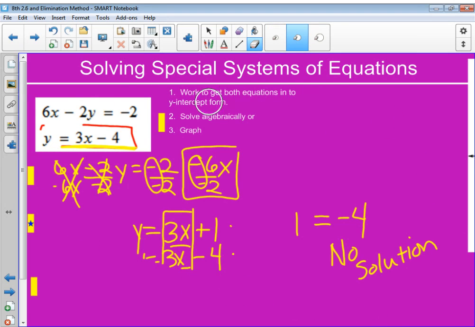Okay, so as you're writing these out, if you're noticing that your slopes are the same like it was here, you don't even have to go into that algebraic step if you don't feel that you need to.